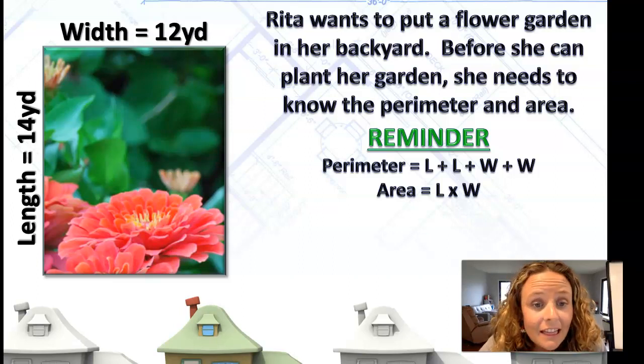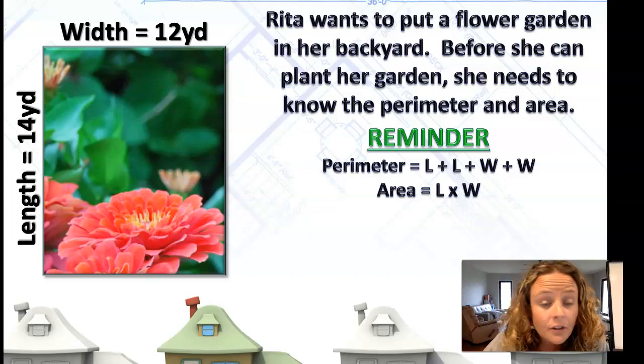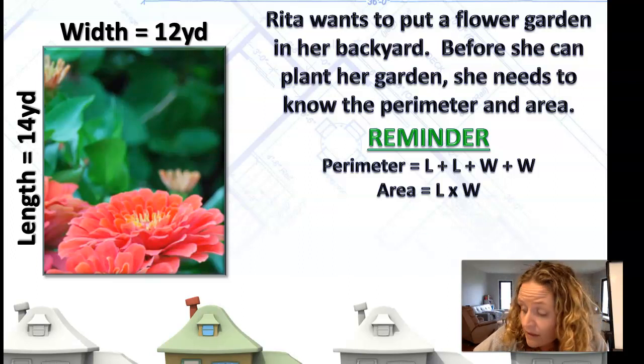Welcome back, friends. Let's talk perimeter first. 14 plus 14 for the lengths, 28. 12 plus 12 for the width, 24. When we add those up, we're looking at a perimeter of 52 yards.